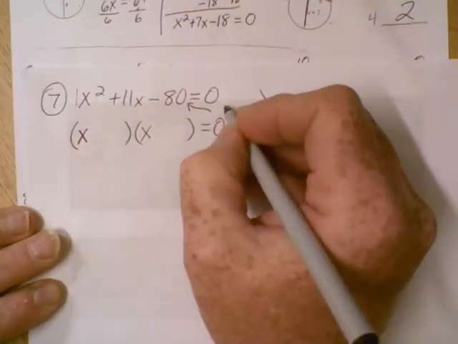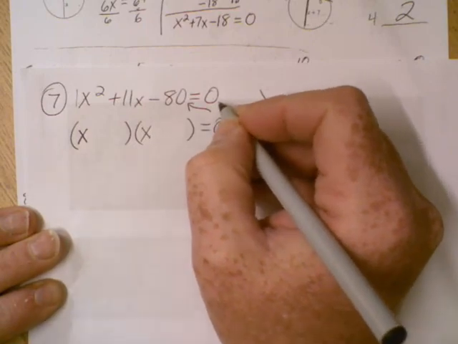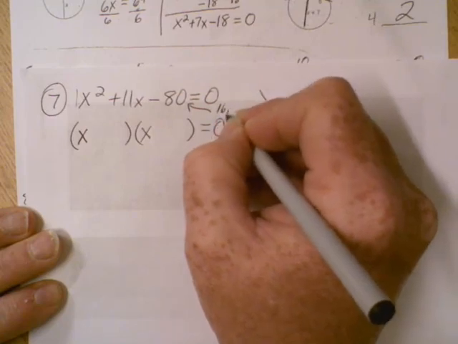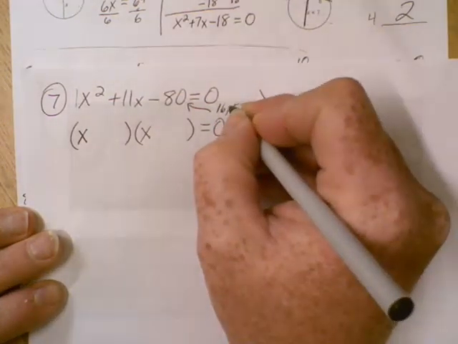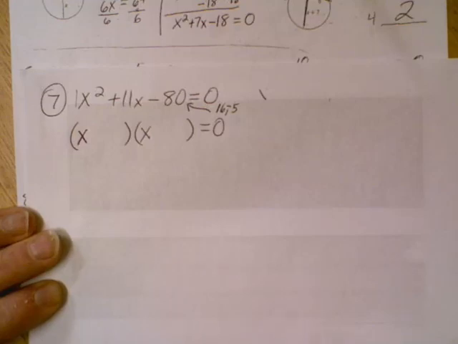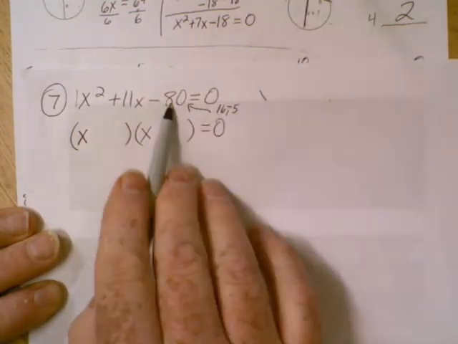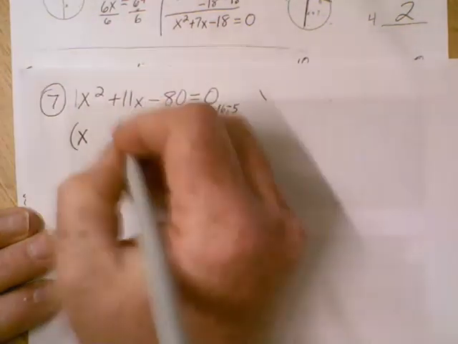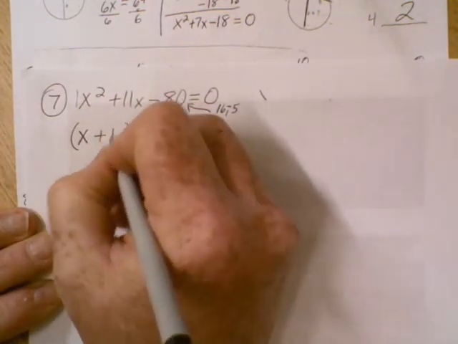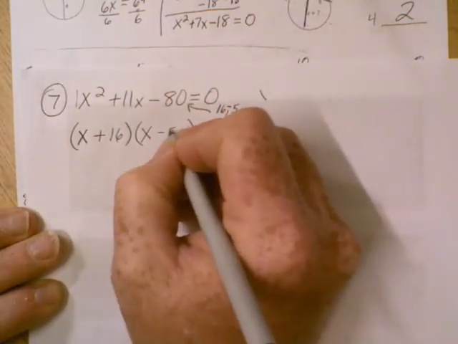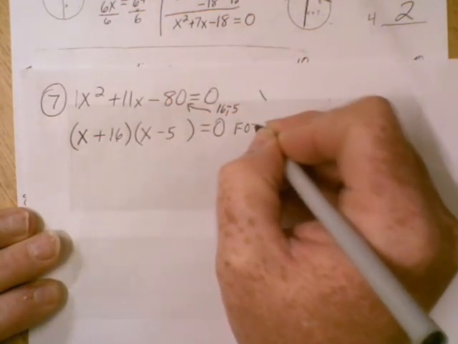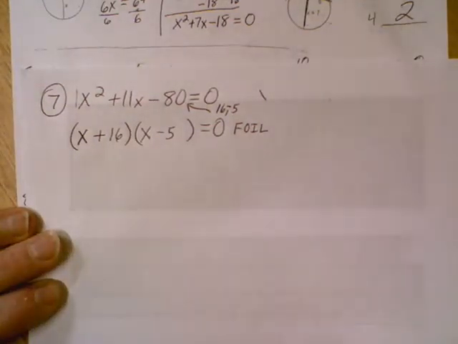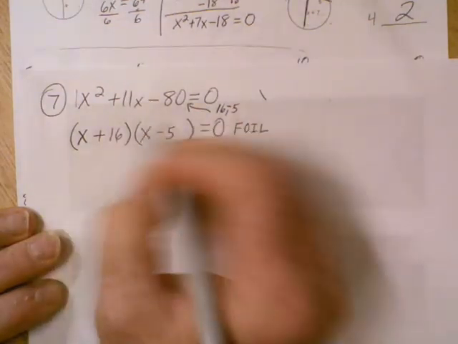This might be a little hard for some of you because of finding your factors. I know that the factors that work here are 16 and negative 5. 16 times negative 5 is negative 80. 16 plus negative 5 is positive 11. So in these parentheses, we're going to put plus 16 minus 5. Again, we could do the FOIL stuff to make sure that we factored it correctly. I'm not going to because I know I have it done correctly.